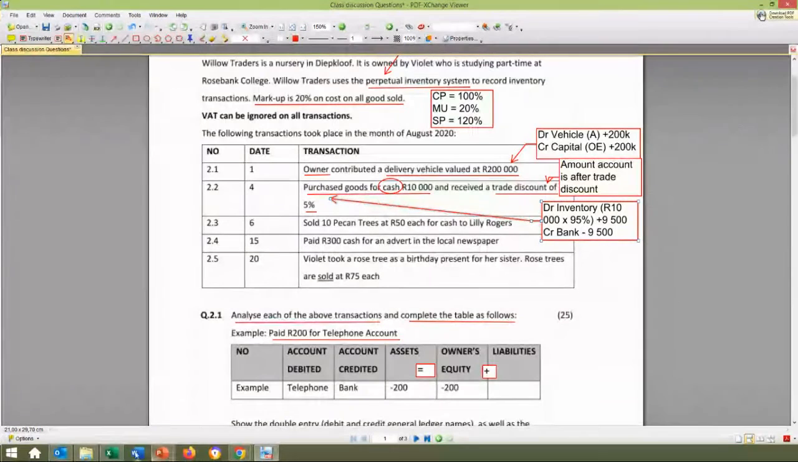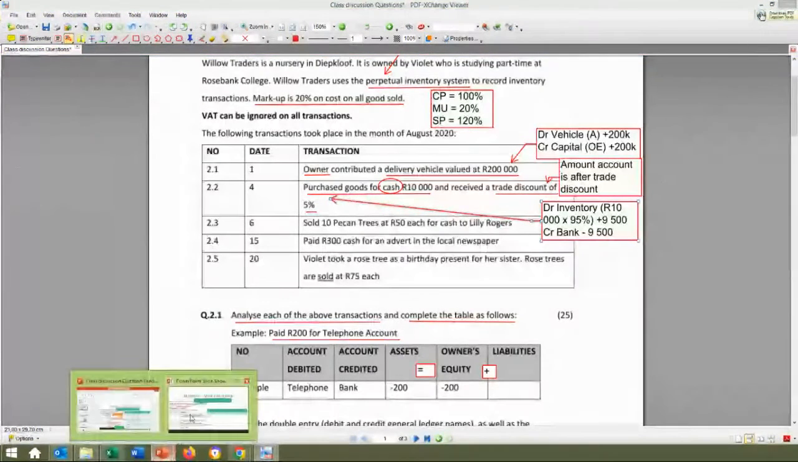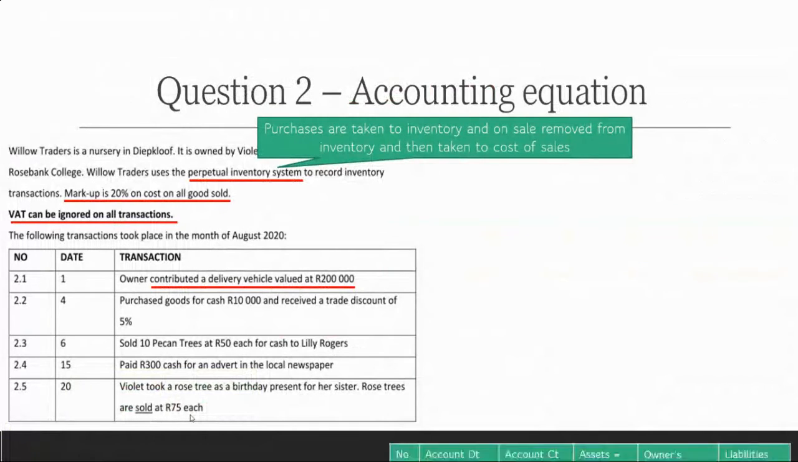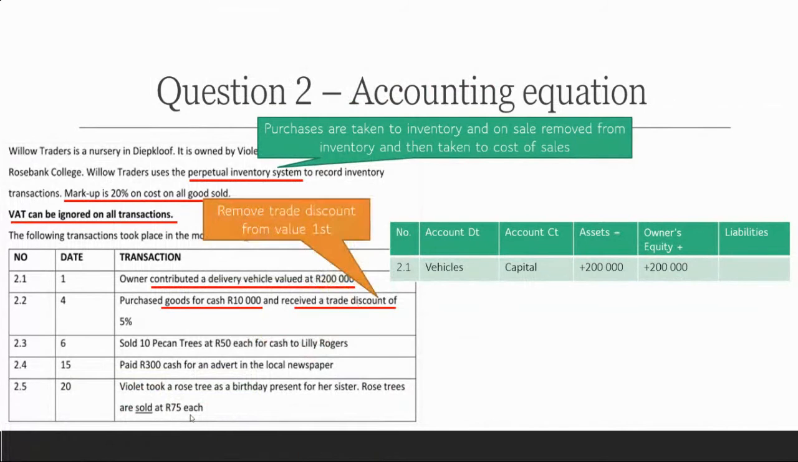So when we do the disclosure now on our accounting equation, it will look as follows. So inventory is an asset account. So assets will increase by 9,500, but bank is also an asset account, and that will decrease with 9,500. So in this scenario, you have to show the two amounts separately. You have to show the positive and the negative separately in order to get the marks.